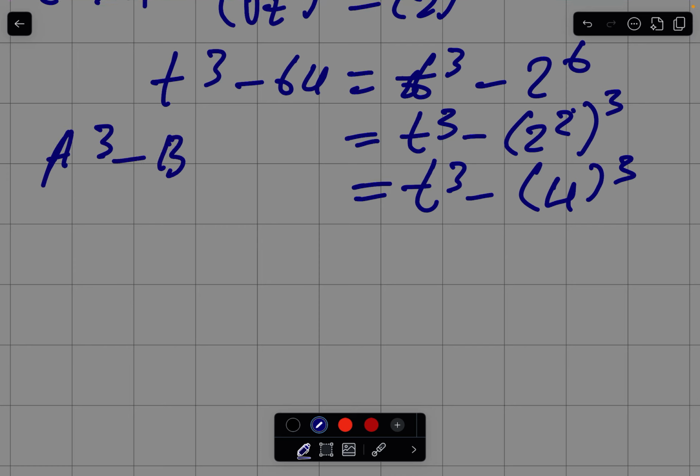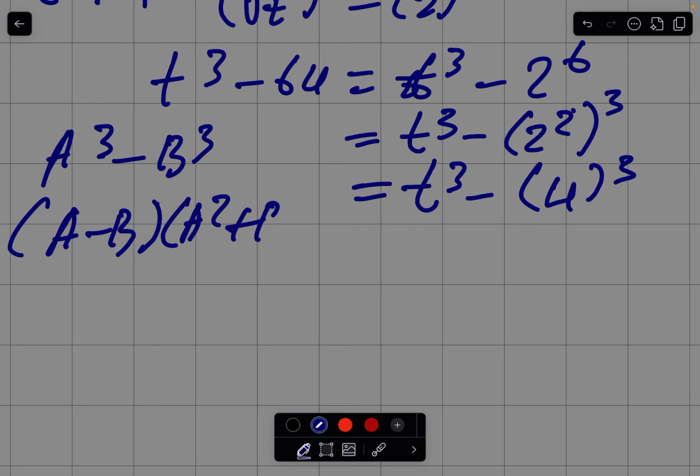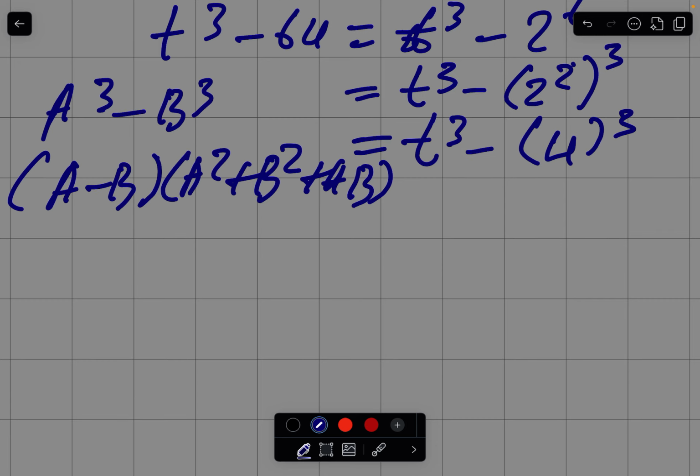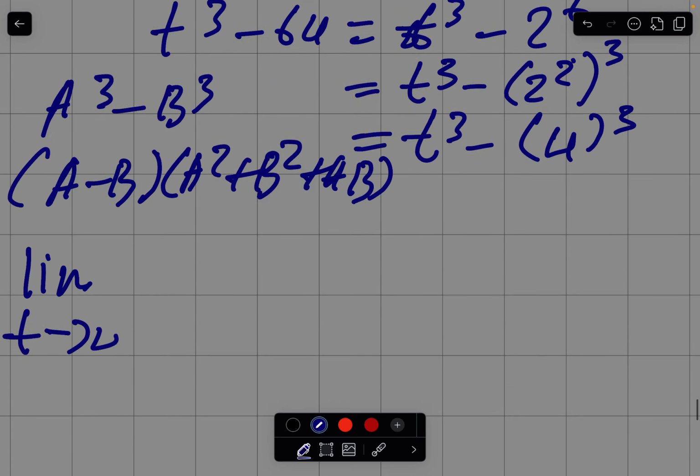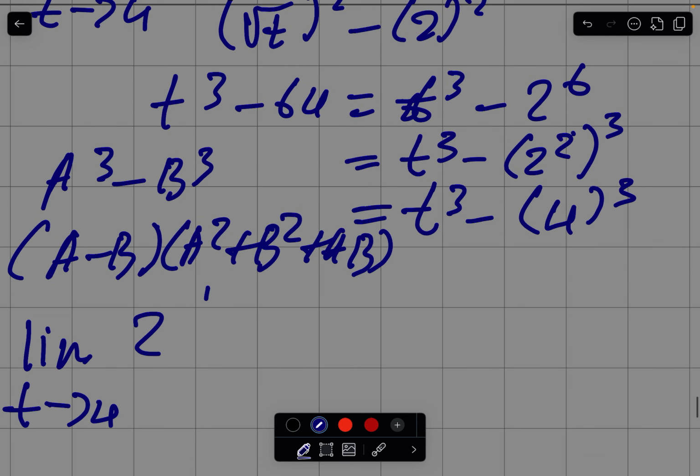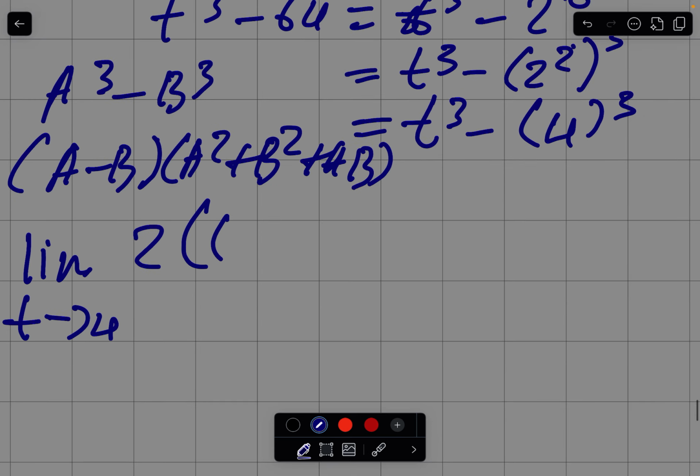Understand? Therefore, I'm going to take this thing from this place to this place. You're going to substitute everything you have here, meaning you are going to have the limit as t approaching 4 of (t minus 4) into (t squared plus b squared, which is 4 squared).